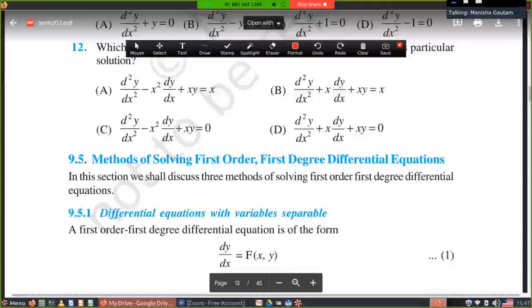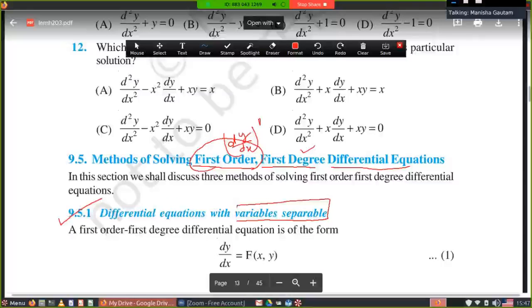Here is the topic: methods of solving first order, first degree differential equations. First order means the equation has dy upon dx, and first degree means it has power 1. Now, here is the first method to solve the differential equation, that is the variable separable method.